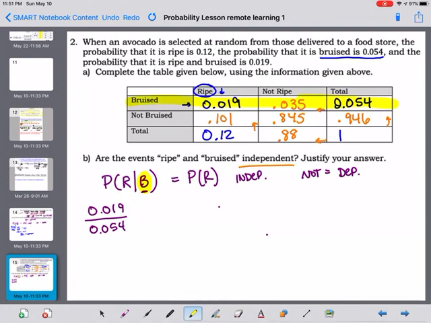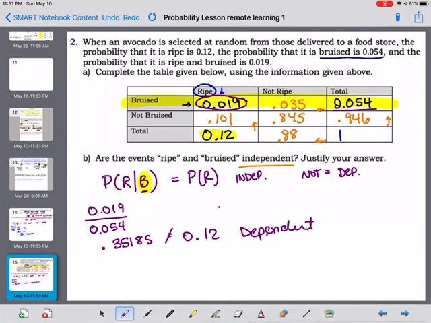You can also do it from the table. The probability that it's ripe given that it's bruised. So I'm going into my bruised row. I'm only looking in there, and I'm saying what's the probability that it's ripe out of this. So you can also just do it straight from the table. We divide this. Okay, and we get 0.35185, and then the probability that it's ripe is 0.12. We just got that right from the table, and it was given to us. These are not equal, therefore these are dependent.